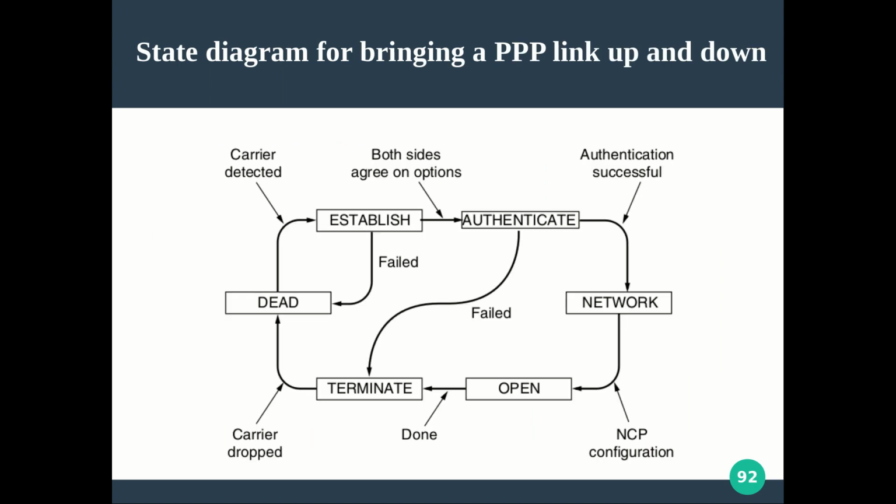And this is a typical state diagram of connection establishment. Initially it is in the dead state, then establishment, then authentication will happen. If authentication is successful, the networking phase happens, where for different network layers we have different NCP, network control protocol, configuration. When the connection is open, communication will happen. Once the communication is over, termination will happen. In between, authentication may fail and it can move on to the terminate phase, or from the establish phase the connection establishment may fail and it moves on to dead. Other intermediate transitions are also there. Once the communication is over, after termination, once the carrier is dropped, it will move back to the dead state. So that is the state diagram of the point-to-point protocol.